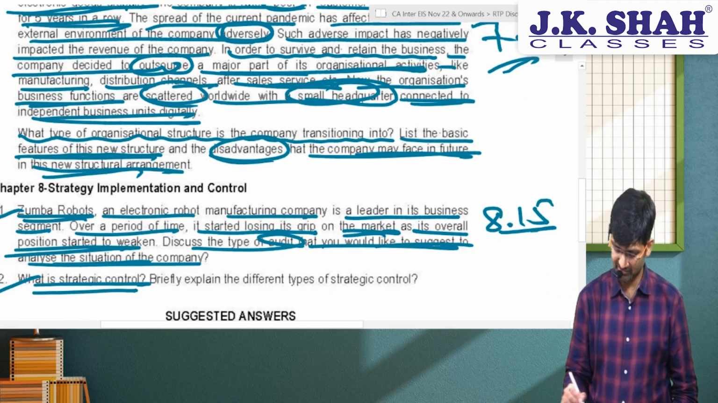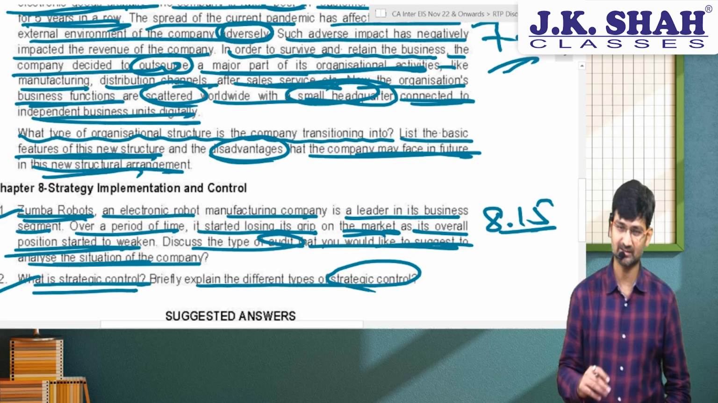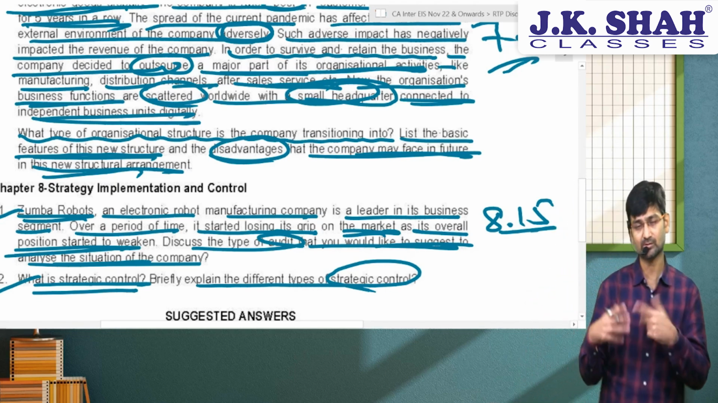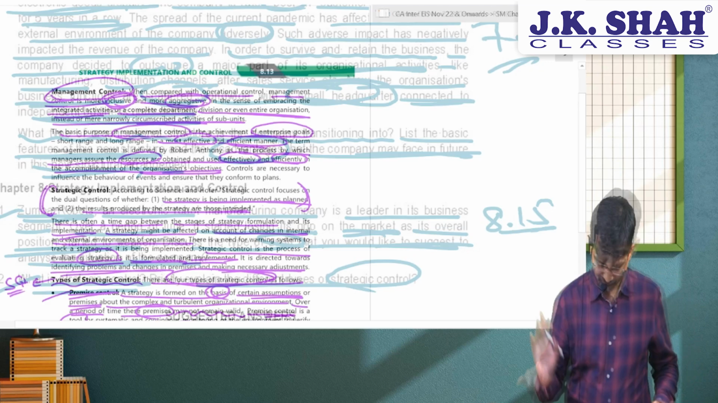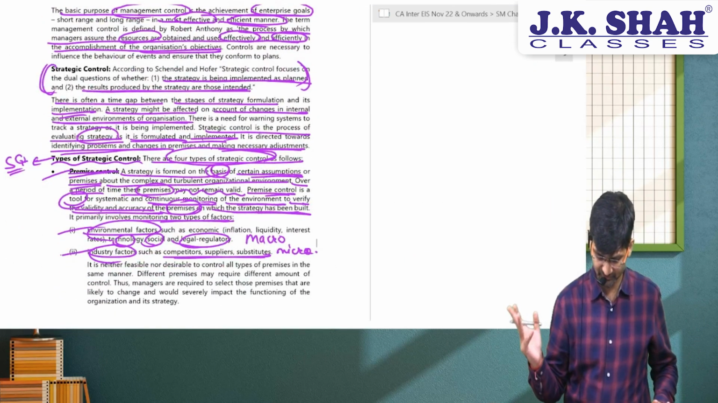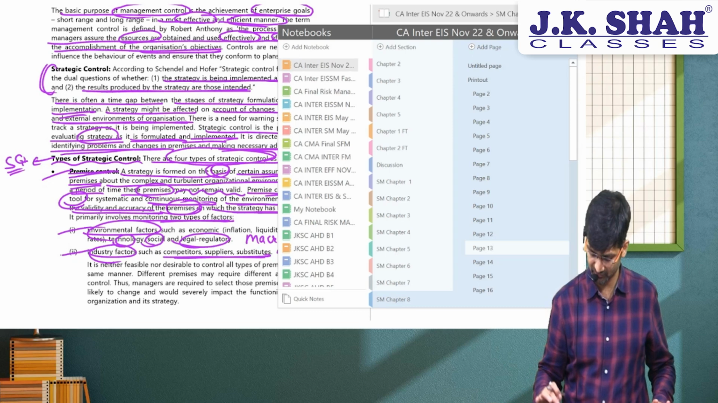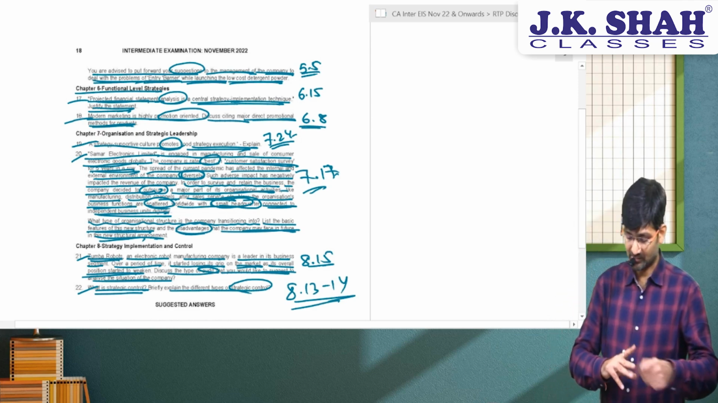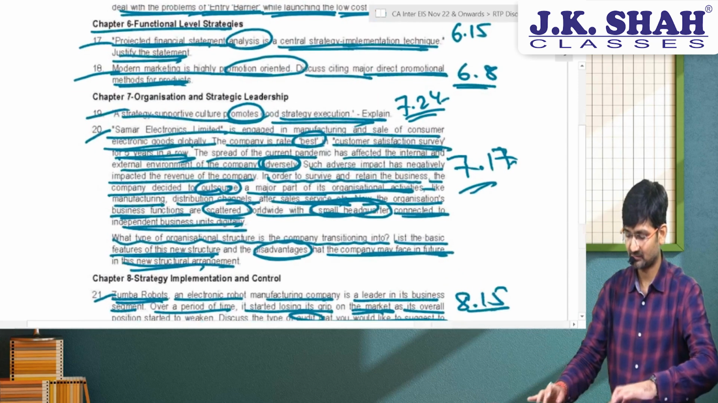What is strategic control? Explain the different types of strategic control. So you may have premise control, surveillance control, special alert control, and implementation control. You have 4 points. Strategic control is 8.13, and the types of strategic controls are just below that onwards, 8.13 and 8.14. Again, a direct question. So the last parts were a little direct questions. That's the RTP for you.